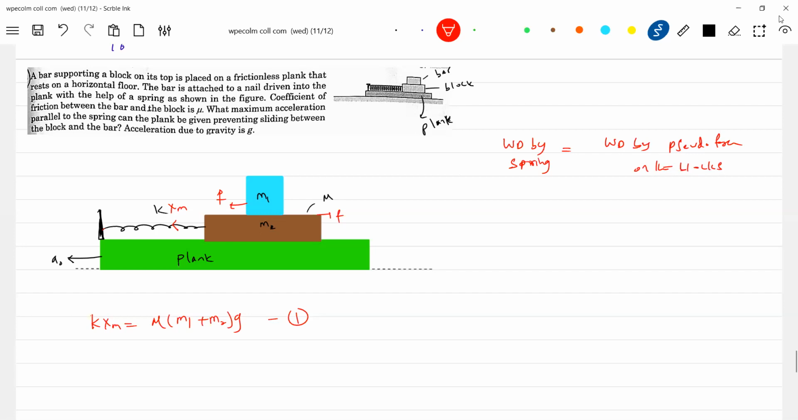on the blocks. Work done by spring is how much? kxm square by 2. Work done by pseudo force: pseudo force will act on both the things, so this will become (m1 plus m2) a naught into xm. One xm gets cancelled. So this kxm, I'll substitute. This is equal to 2 (m1 plus m2) a naught equal to mu (m1 plus m2) g.